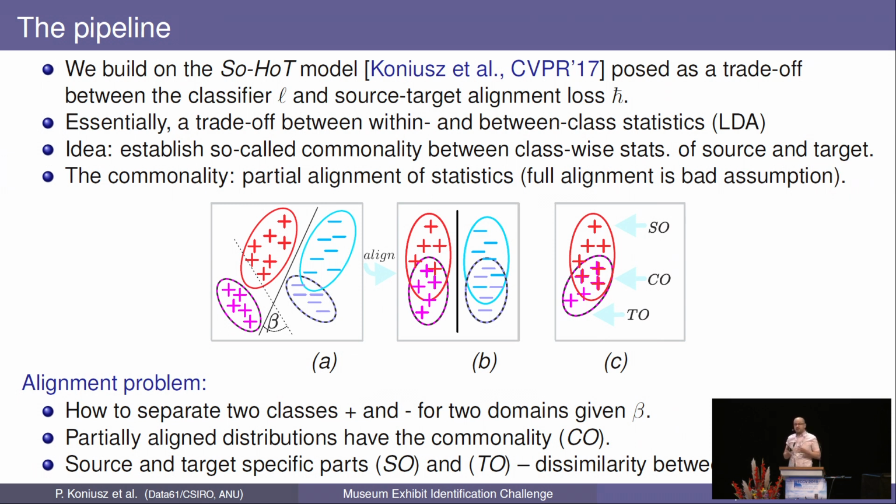For the alignment loss, the idea is to establish so-called commonality between class-wise statistics of source and target, and we perform partial alignment. So in figure A here, we try to separate positive and negative data points. Beta indicates uncertainty in how the hyperplane should be fitted to separate these two classes. And of course, after alignment, it's clear in figure B that it's very easy to fit the hyperplane and separate these instances. However, figure C shows that we don't perform full alignment. We assume that source and target do have some data points that are indeed correlated, and it's good to align them. But also, the source and target have potentially source- and target-specific data that really cannot be aligned, and it doesn't make sense to force the network to do so.